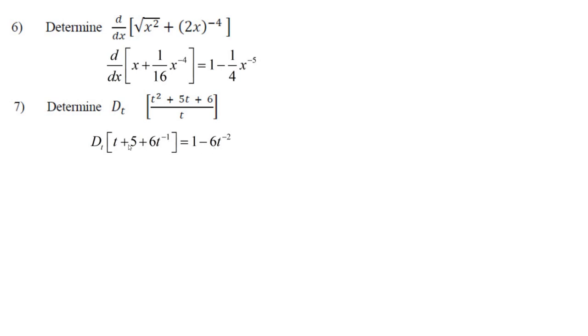The derivative of t is 1. The derivative of a constant is 0. And minus 1 times 6 is minus 6. Bring it down 1, minus 2.